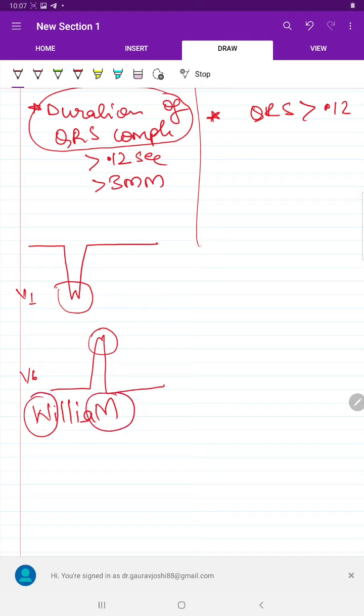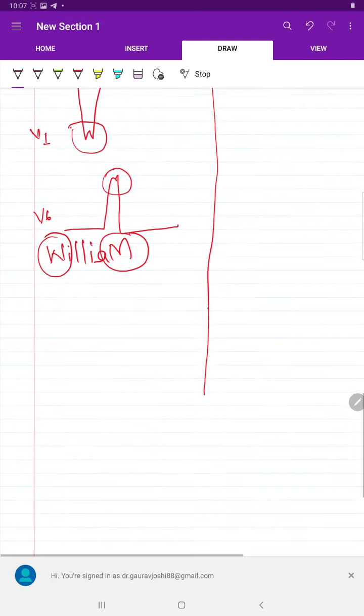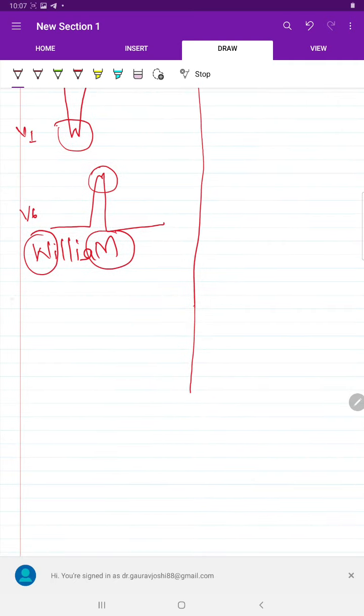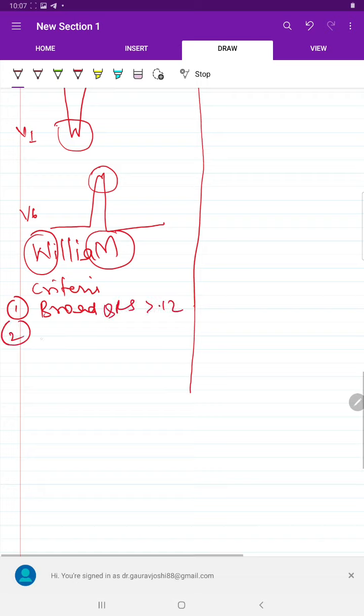Okay, you can go through this trick and you can appreciate in leads V1 and V6 the W and M pattern. I will write down the small criteria for this. There should be a criteria for everything. So first criteria, there will be a broad QRS more than 0.12 second.